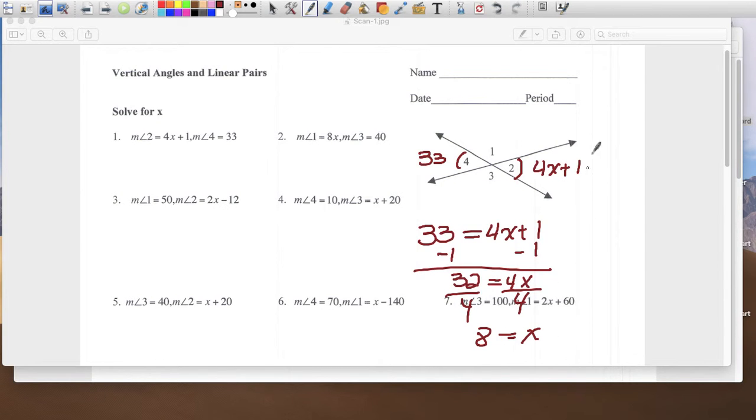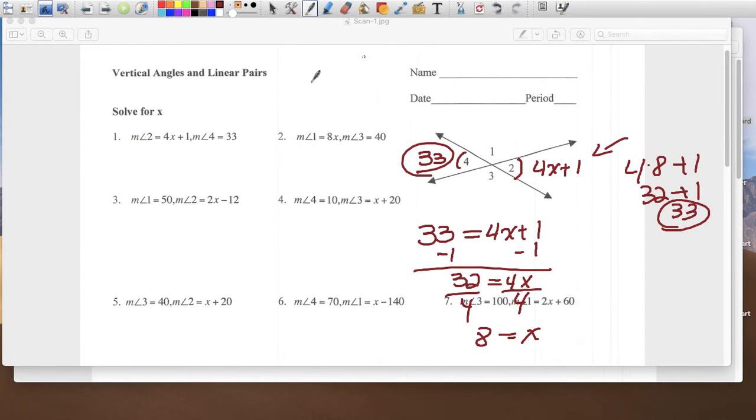So if I come back over here, I substitute x for 8. Does it say? No, it just says solve for x. But in case I substitute it, I would get 4 times 8 plus 1. 4 times 8 is 32. Plus 1 gives me 33. So as you know, and we just proved it, both sides are equal to each other. So x in this case would be x equals 8 for number 1.